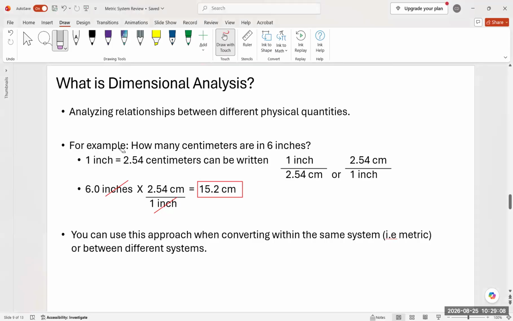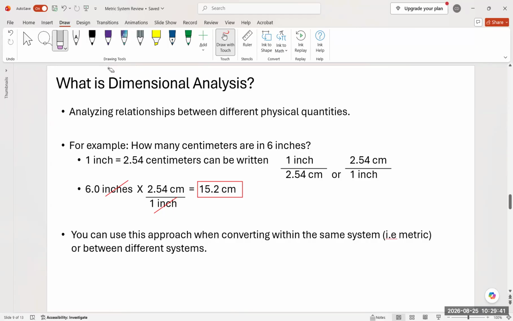And so dimensional analysis is basically analyzing relationships between different physical quantities. So for instance, we're comparing the number of inches to the number of centimeters. Now we can use this approach when we're converting within the same system, like we did with the metric system, or we can do it like we're doing in this example between the English system. Or you can use dimensional analysis when you are converting between the different systems.